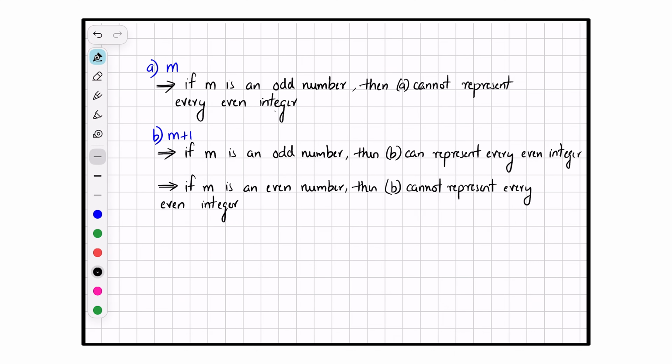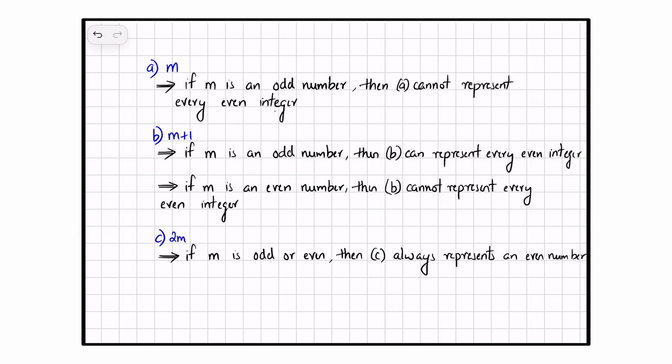Let us look at the third option. So option 3 we have 2m. Now if m is an odd number or an even number, irrespective of the case, we know if we take any integer and multiply it by 2, you will actually get an even number. So option C will always represent an even number, and option C could be the correct answer.